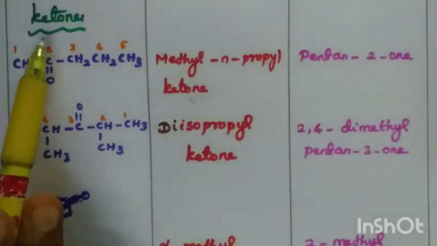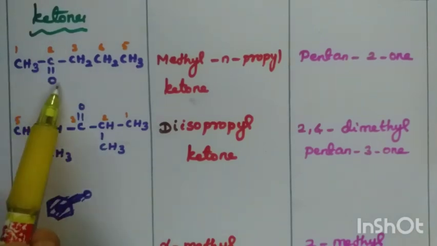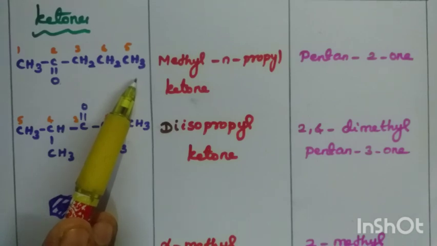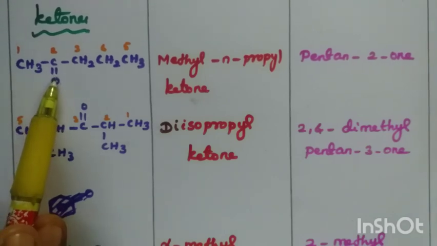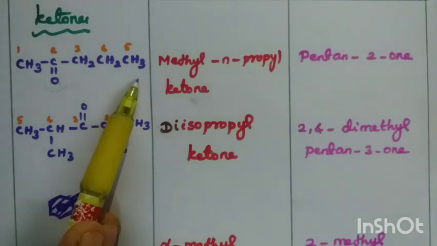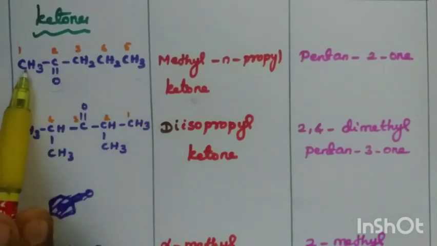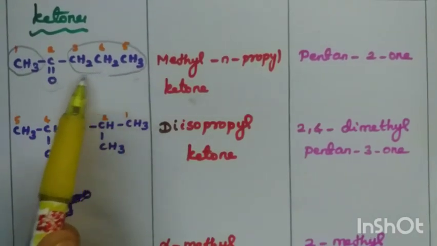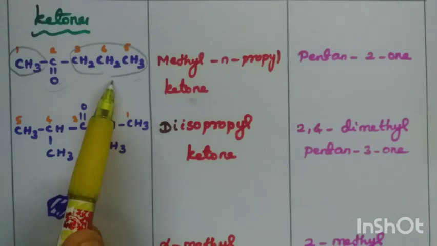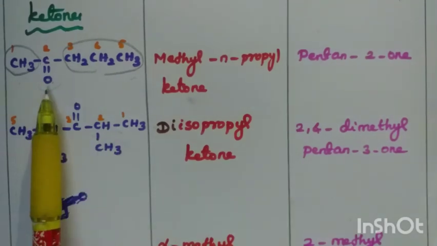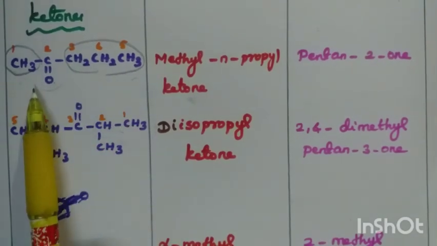The next is ketones. Now we are going to see the ketones. Ketone is always present in the middle. It cannot be placed at the end, the terminal. Aldehyde is always on the terminal carbon. Now, CH3, CO can be written like this: C double bond O, CH2, CH2, CH3. How to write the common name for this? Alkyl plus ketone. Here it is methyl, here it is propyl. So methyl n-propyl ketone.